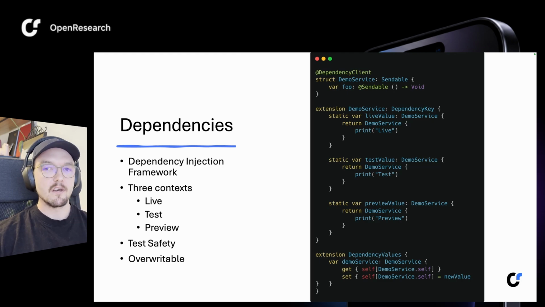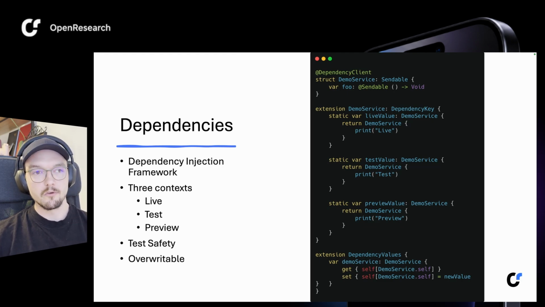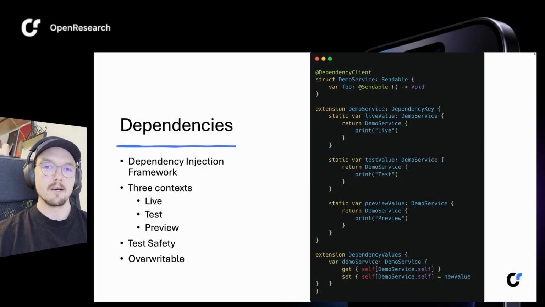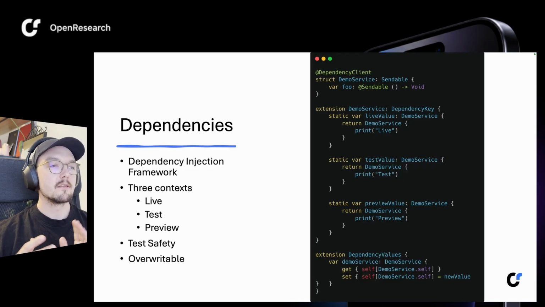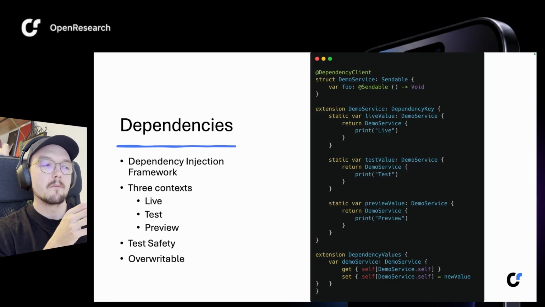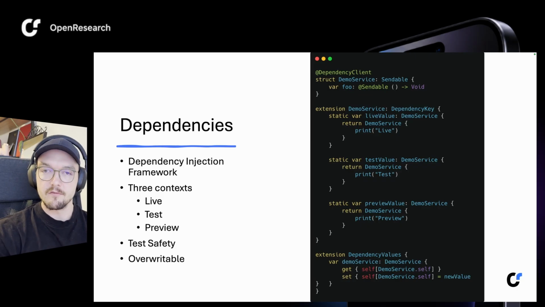Then we have a test value, which is used, for example, in unit tests. And we have the preview value, which is used when you use previews in Xcode, in SwiftUI. And this is actually super helpful because through this you achieve test safety.